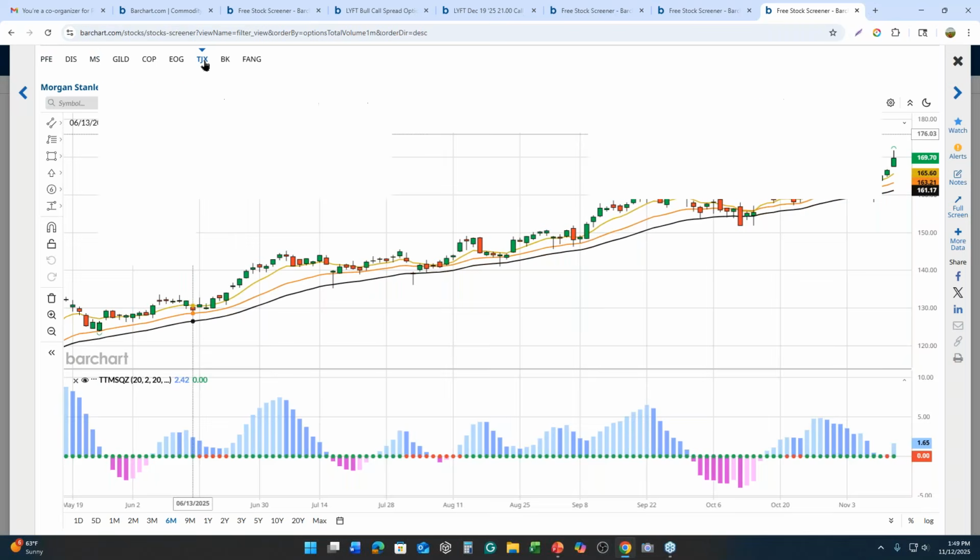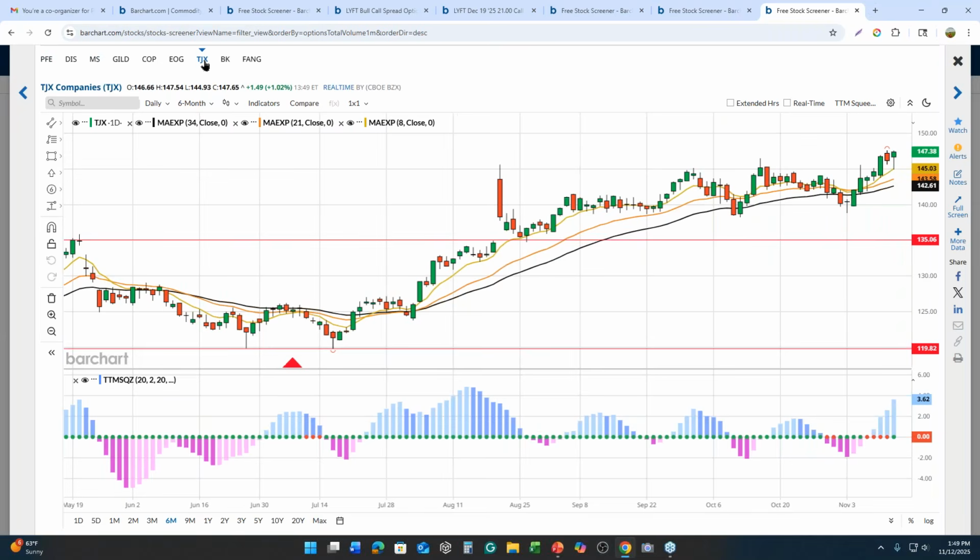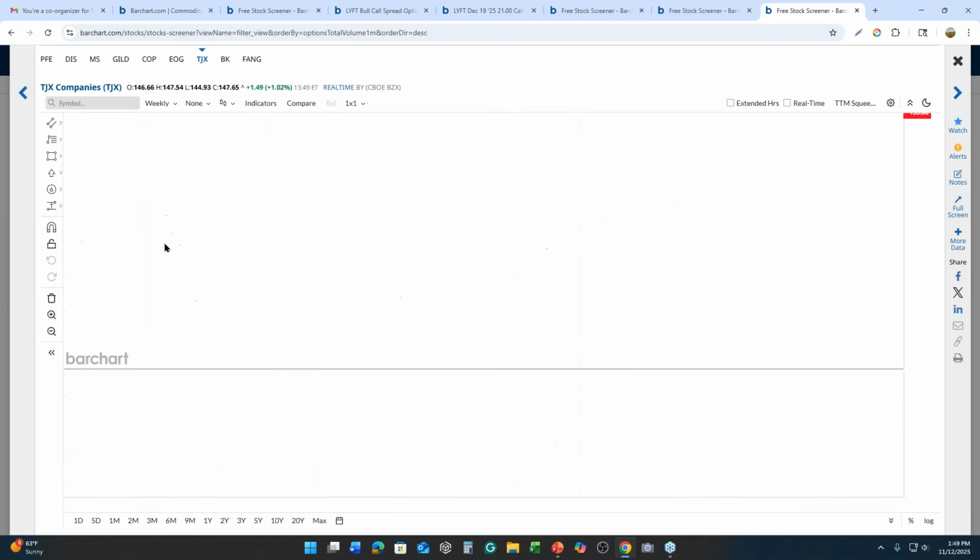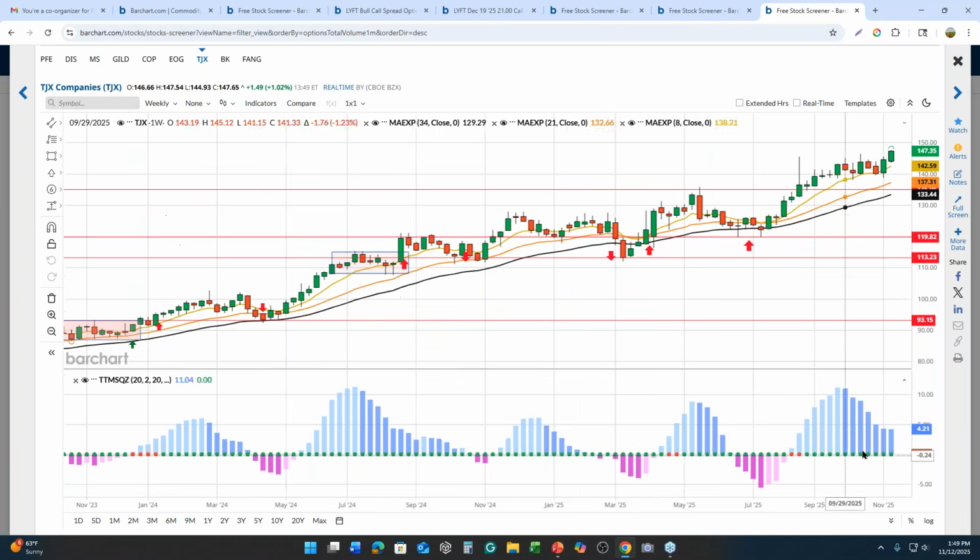Here's TJX, I think was another one that looked very positive to me as well. Again, notice nice histograms, nice stacked EMAs. And again, I think if we looked at this from a weekly, I don't know, let's see, what do we get? A very supportive histogram.